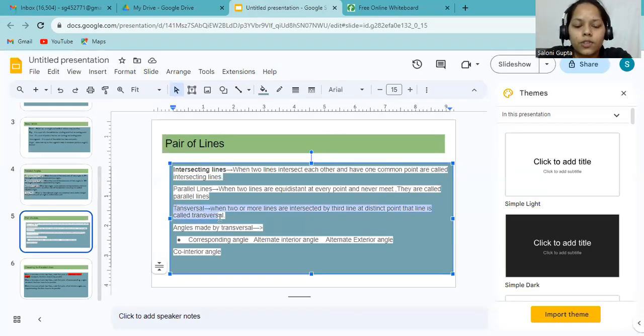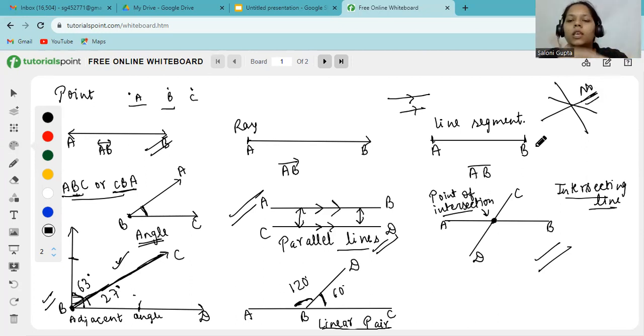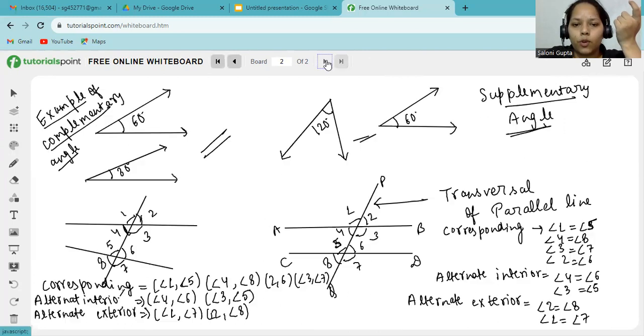then what is a transversal? We learned what an intersecting line is and what a parallel line is. Now, what is this transversal? When two or more lines are intersected by a third line at distinct points. Why am I saying distinct points? Suppose these three lines meet at one point, will it be an example of a transversal? The answer is no. That is why I'm saying it will be at distinct points.